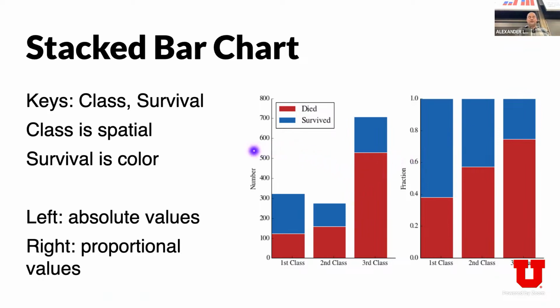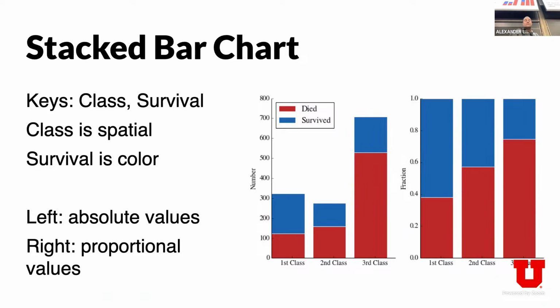The one on the left shows the absolute values. We see there were like 320 people in first class, fewer in second class, but the majority of people were in third class. And it looks like a lot of people survived in first class, not so many in second class, and fewer in third class, right? So we can get all of this from that chart, but it's harder for us to judge the proportions because, of course, they are on different scales.